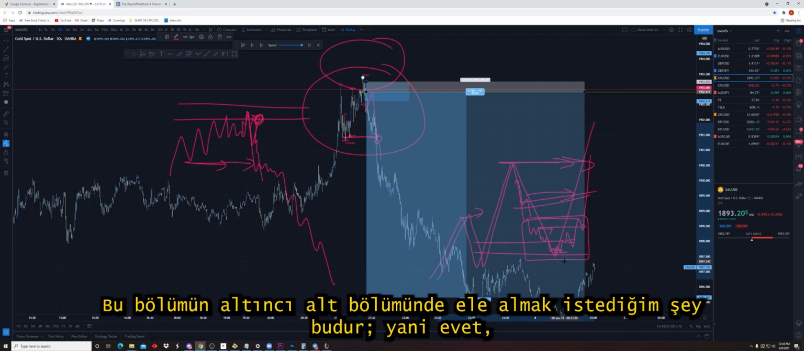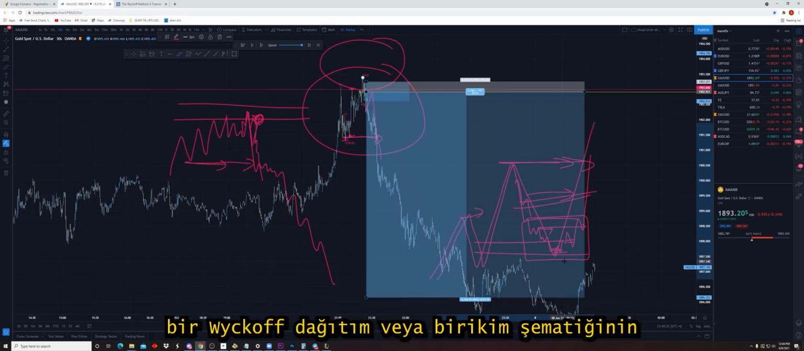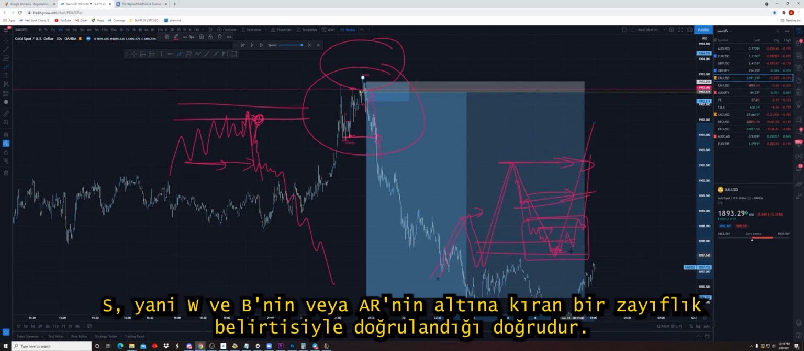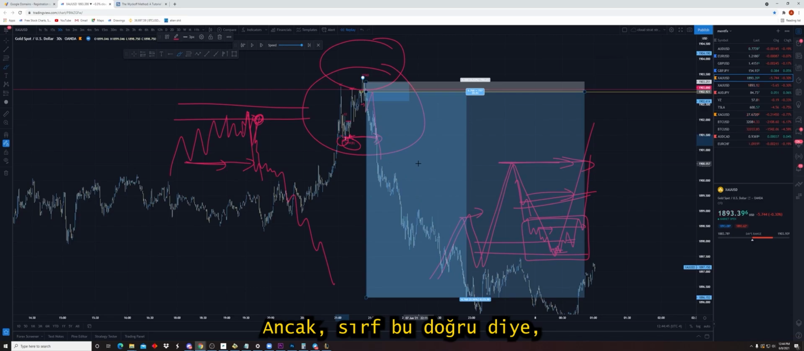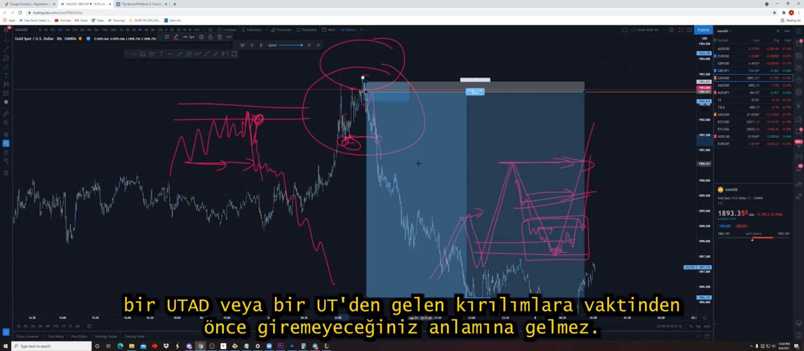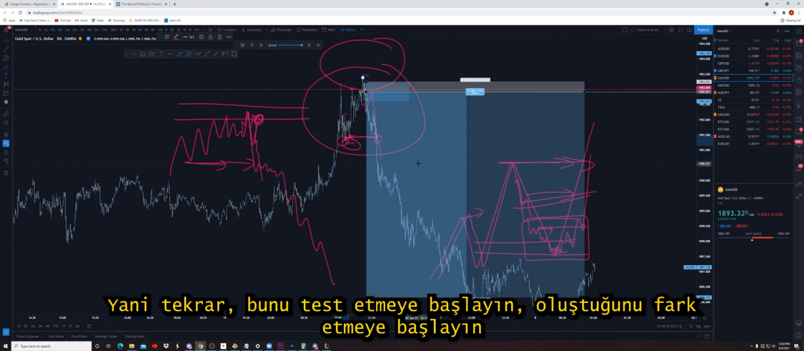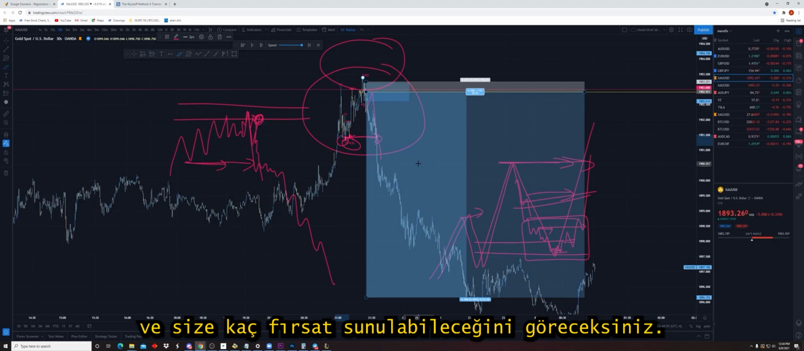This is what I want to deal with in subsection 6, which is that, yes, it is true that a Wyckoff schematic distribution or accumulation is confirmed by a sign of weakness that breaks below the SOW and B or the AR. However, just because that is true does not mean that you can't get in prematurely on the breaks from a UTAD or a UT. So again, begin to test this, begin to notice it occur, and you will see how many opportunities can be presented to you, right?